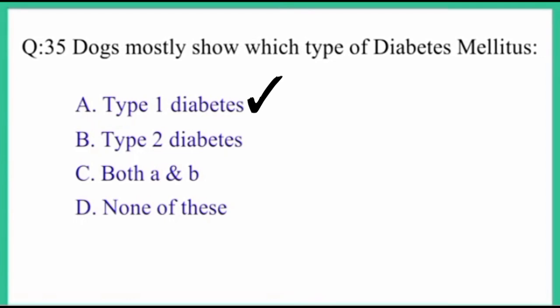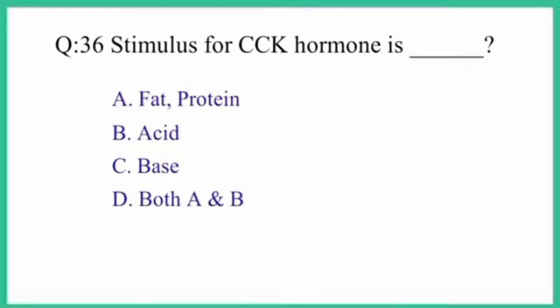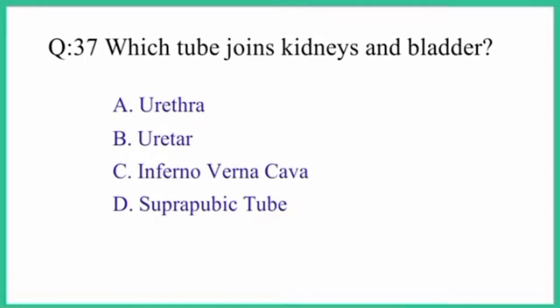Question number 36. Stimulus for CCK hormone is. The right answer is option A. Question number 37. Which tube joins kidneys and bladder? The right answer is option B.